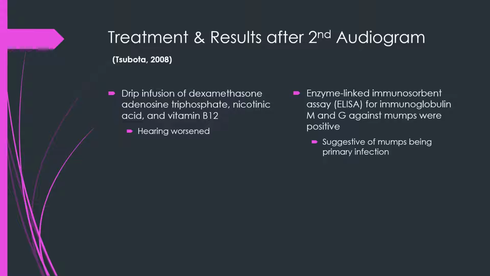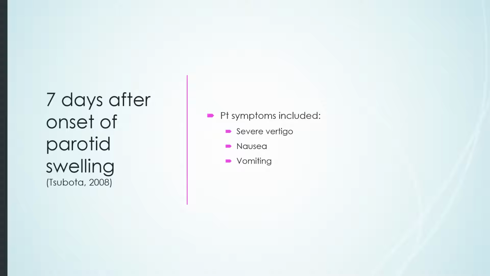And then the ELISA for immunoglobulin M and G against mumps were positive. So this was suggestive of mumps being the primary infection for this individual. So 7 days after the onset of the swelling, the patient's symptoms included severe vertigo, nausea, and vomiting.